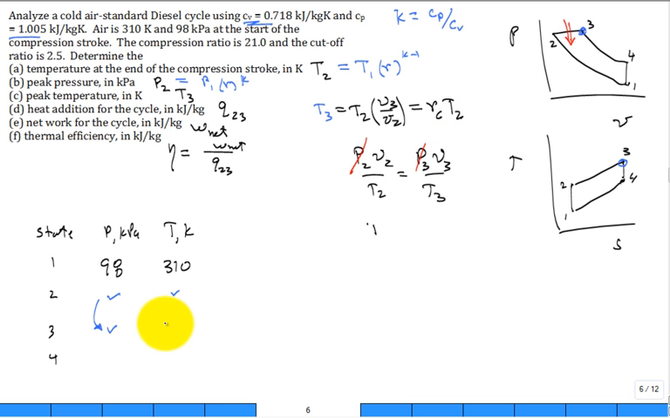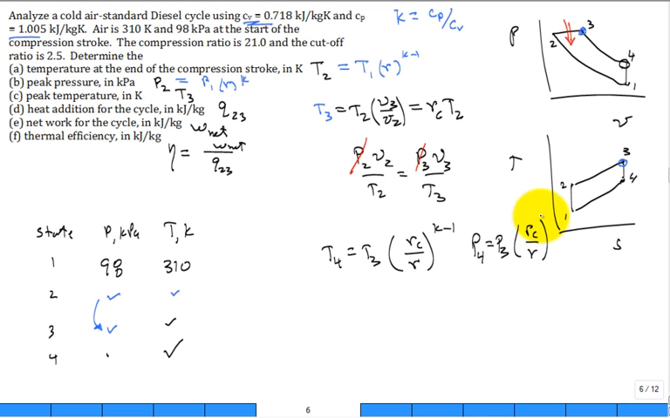So we get that. And then we just covered how to find T4. So T4 is equal to T3 times the cutoff ratio divided by the compression ratio to the K minus 1. And then the P4 is just like that. I'm using up valuable space here, so let me try and draw it over here. P4 is equal to P3 times the cutoff to the compression to the K.